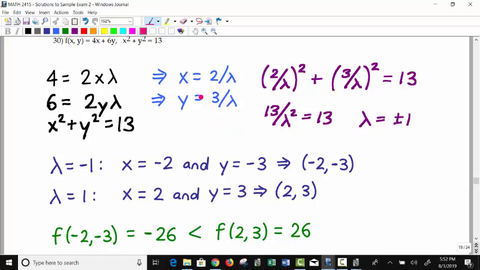But anyway, so I did this. I solved for x and y. And this isn't that hard. It's not like I did something that took an hour that could have been done in 2 minutes. No, I mean, this isn't difficult, thank goodness. So I put in 2 over lambda for x, so 2 over lambda squared, 3 over lambda squared equals 13. And you get 9 over lambda squared, 4 over lambda squared, add them together, 13 over lambda squared.